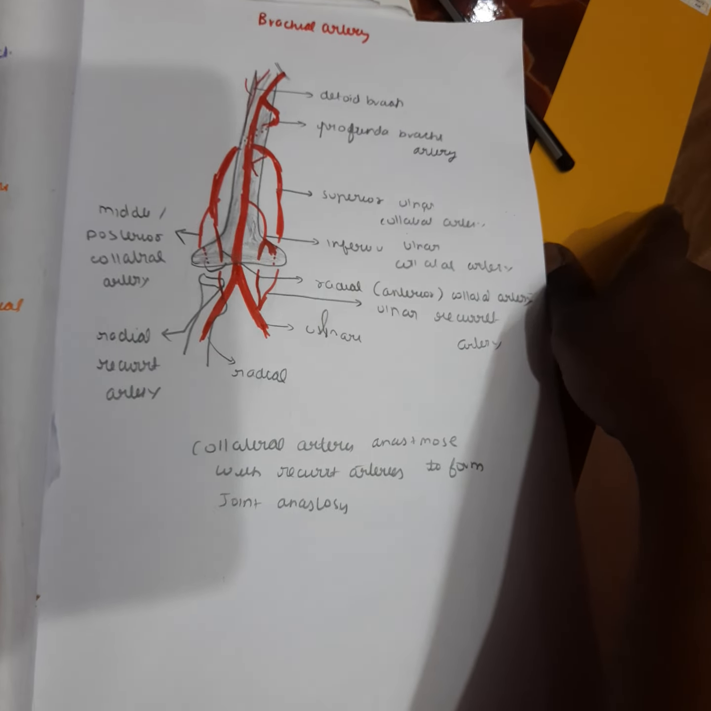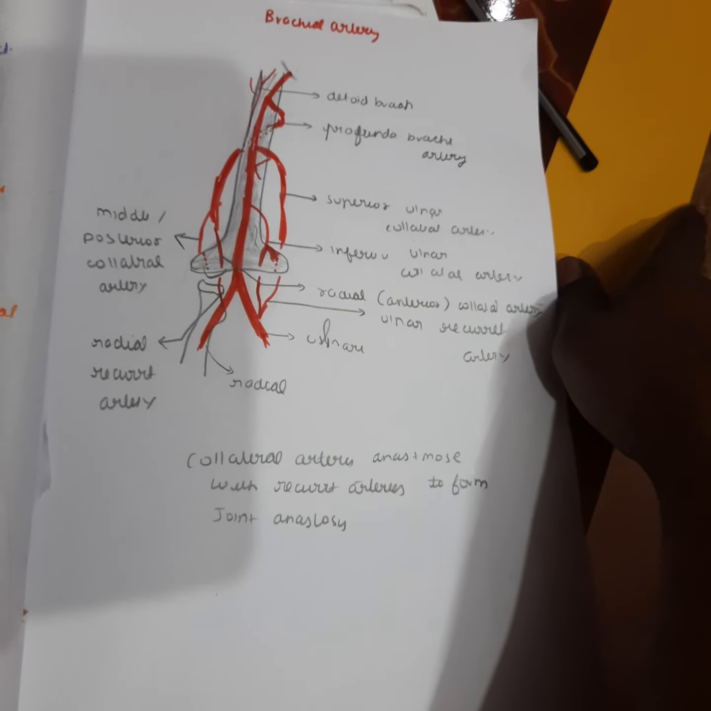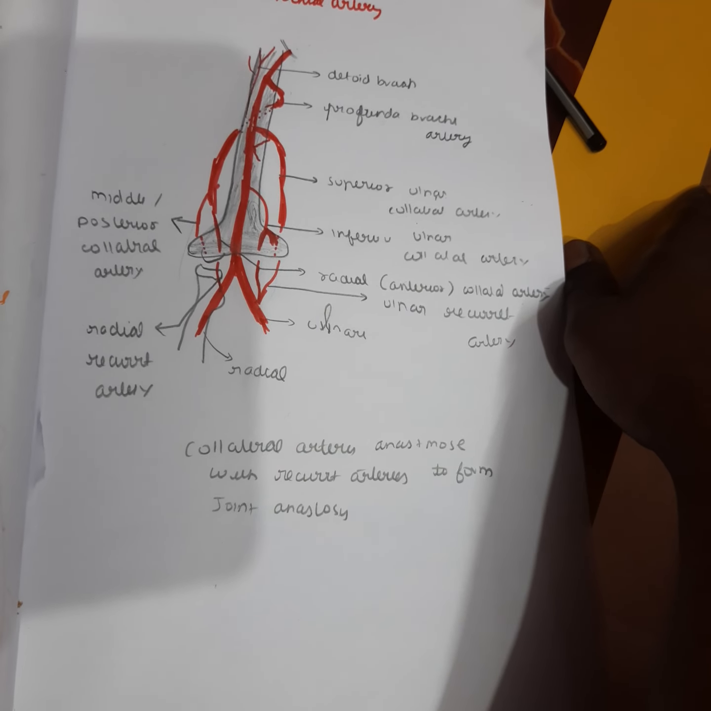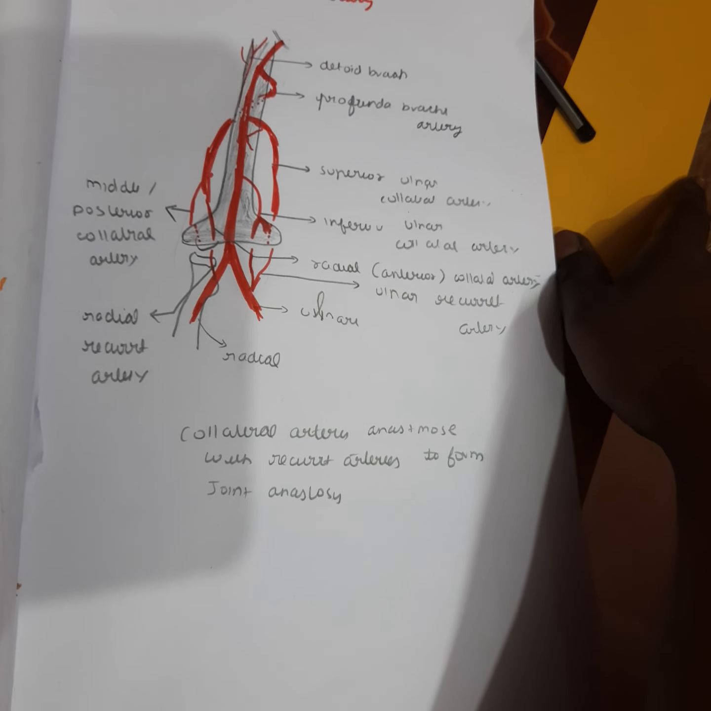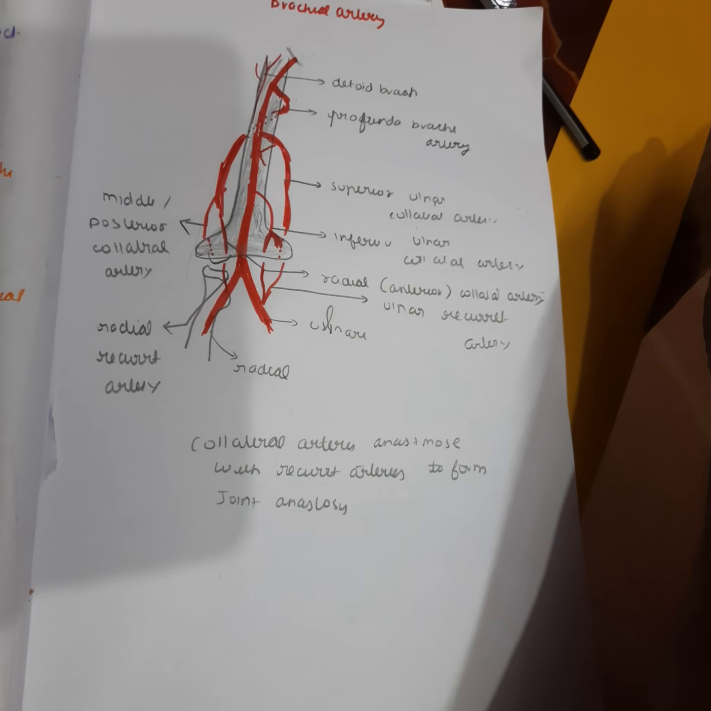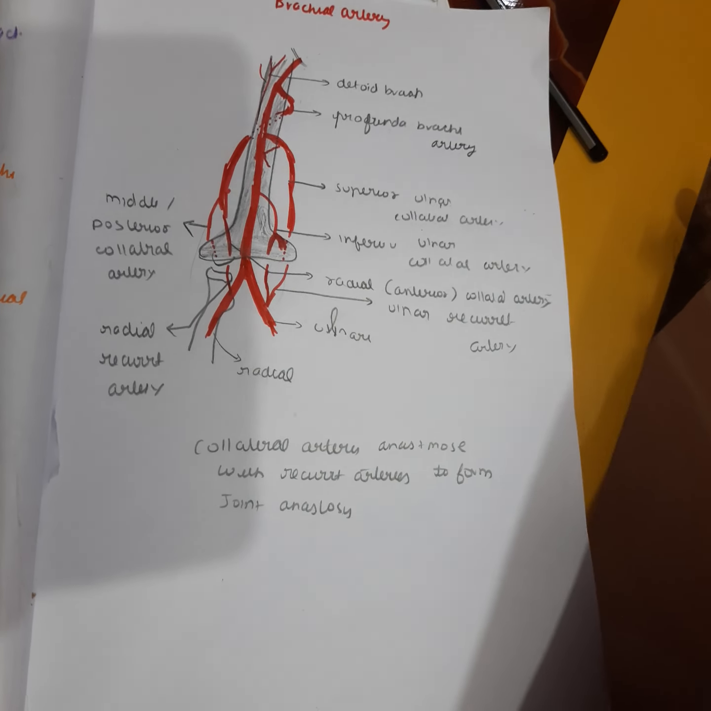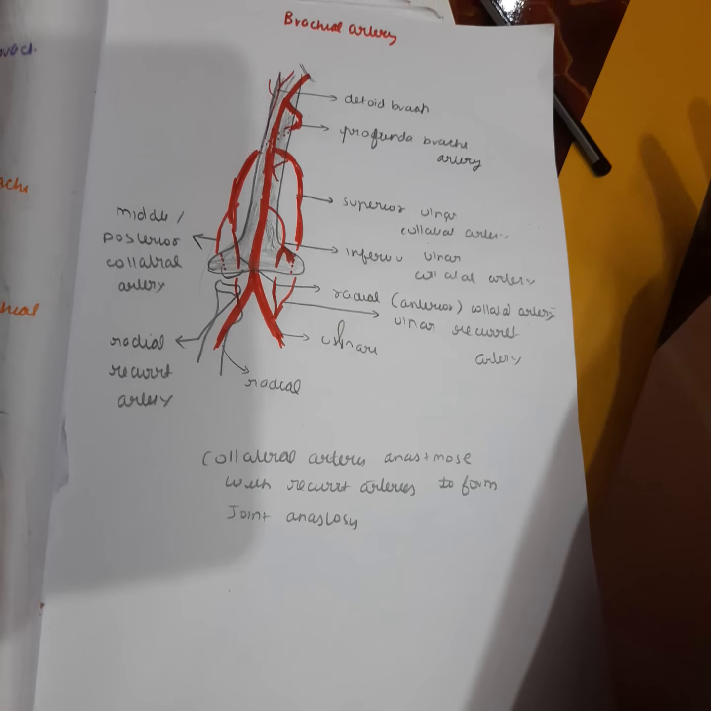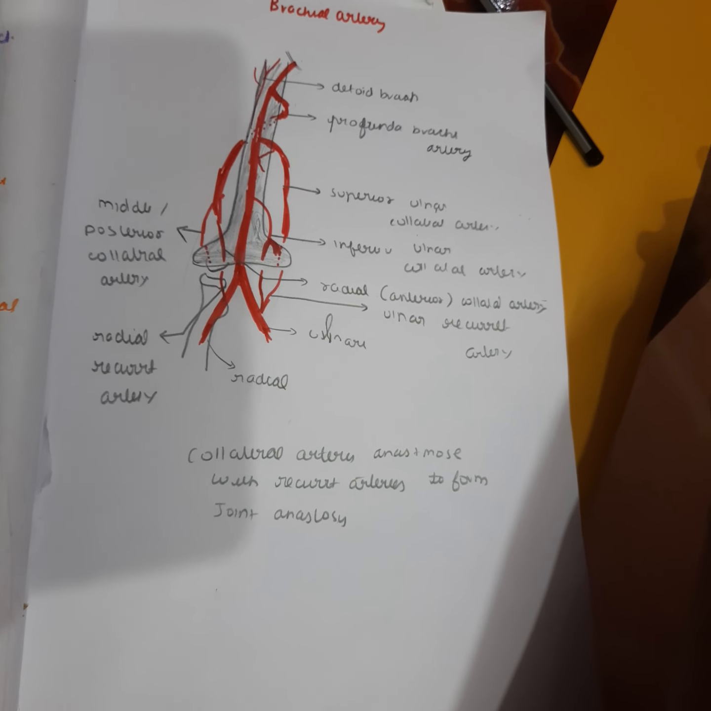In another video, I'll be talking about the anastomosis around the elbow joint, which is again very important because this anastomosis occurs at the place called the cubital fossa, where we do the injections and other things.